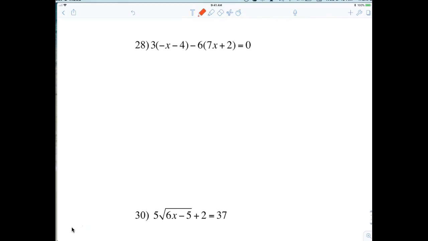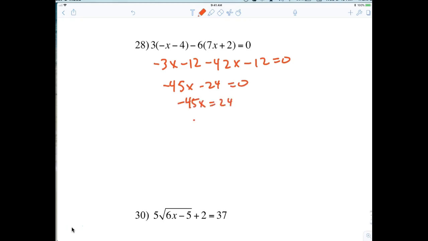All right, this one's like, again, what we did on day one. Just distributing here. So negative 3x minus 12 minus 42x minus 12 equals 0, right? So negative 45x minus 24 equals 0. Negative 45x equals 24, so x equals negative 24 over 45, which can be divided by, I think, negative 8 over 15. Are you good with that?